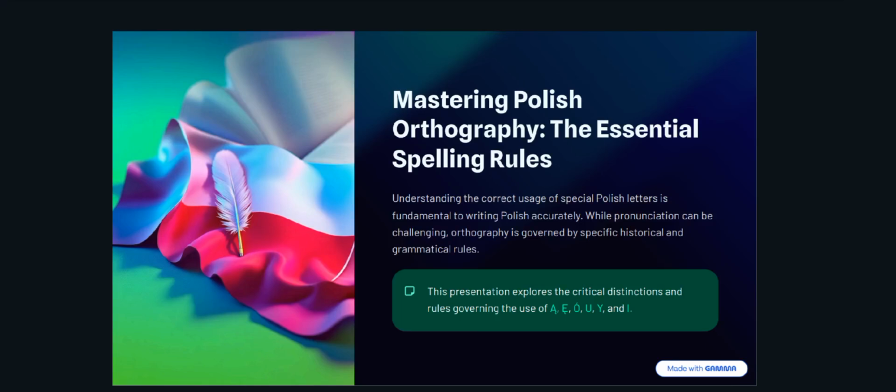Welcome. Today, we'll explore the essential spelling rules of Polish, a guide called Mastering Polish Orthography. Understanding the correct use of special Polish letters is fundamental to writing accurately. While pronunciation can be tricky, Polish spelling, or orthography, follows very specific historical and grammatical rules. In this lesson, we'll look at the key distinctions between the letters ą, ę, ó, u, y, and i.